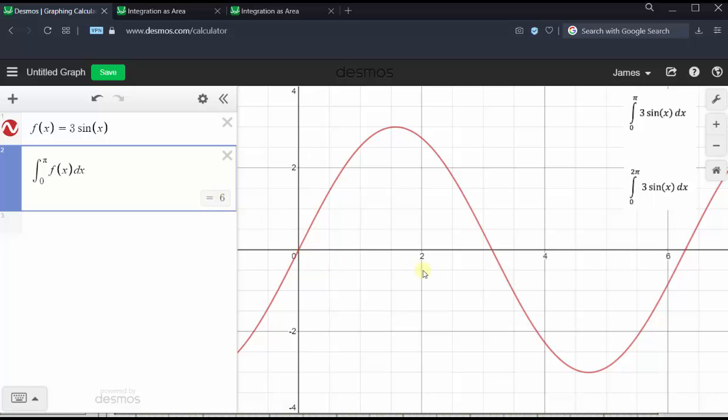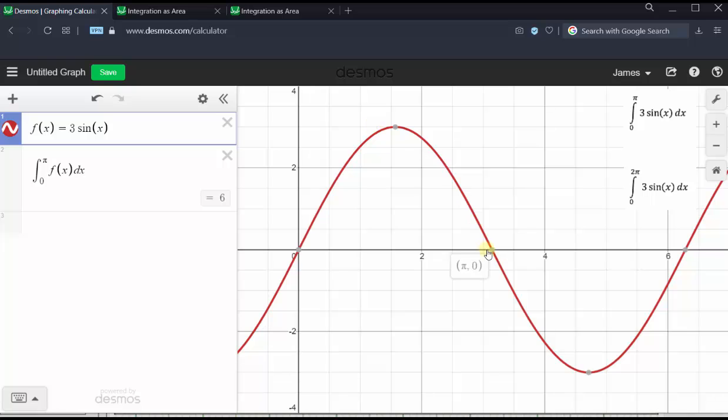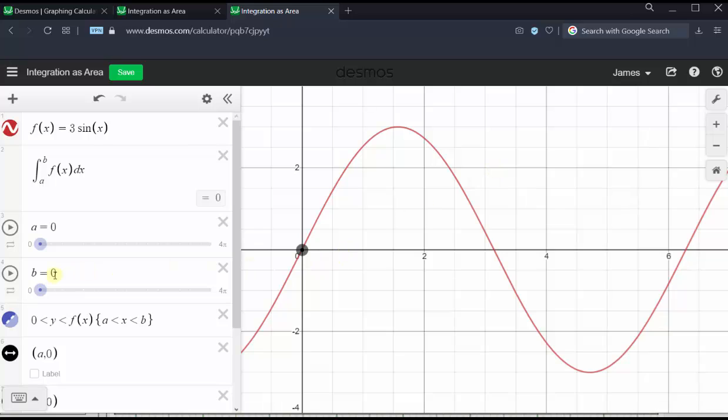The integral from 0 to pi is from approximately 0 to 3.14, this value here. Notice how the function is non-negative over this interval, which means the area under the function bounded by the x-axis over this interval is exactly 6 square units. And we can view this by looking at this animation. If we change the upper limit of integration to pi, the exact area of this shaded region is 6 square units. Let's go ahead and record this.